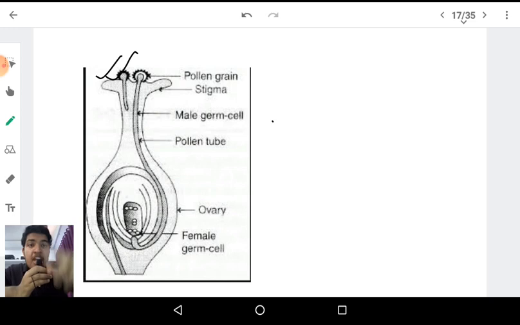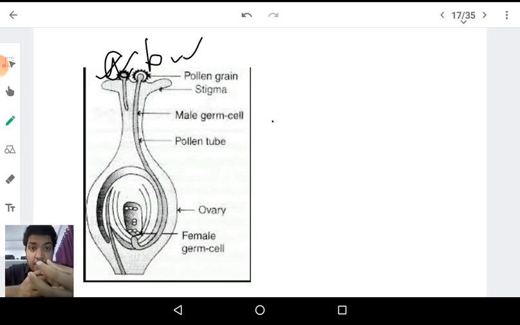If I call this pollen A and this pollen B, pollen A was rejected and pollen B was accepted. Why was pollen A rejected? Because it has the same genetic constitution, or the same chemicals, as that of the female reproductive system, that of the stigma. Since both of them have the same chemicals, it will not recognize this particular pollen. However, pollen B has some other chemical, so the plant is going to accept it.